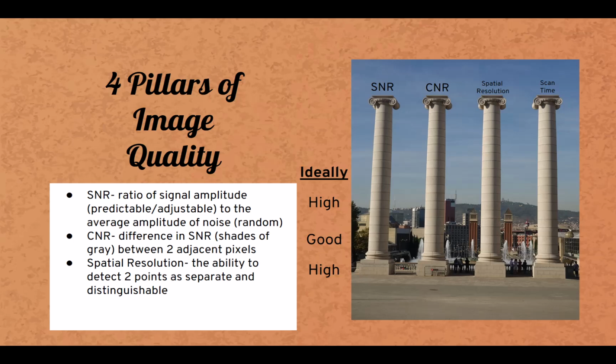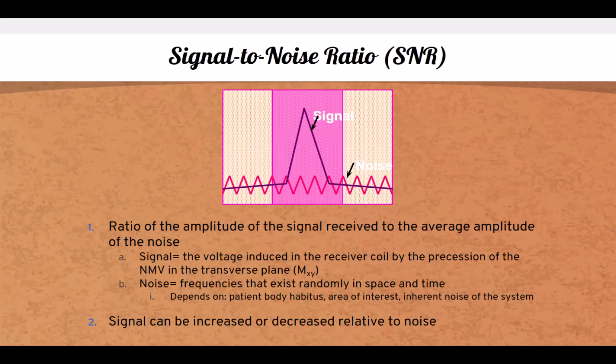Spatial resolution, or recorded detail, is the ability to detect 2 points as separate and distinguishable. Ideally, you want your spatial resolution to be high. And finally, scan time, which is the time to fill K-space. For a conventional spin echo pulse sequence, the scan time equation is TR times phase encoding steps times NEX. Ideally, you want your scan time to be short, because if your patient moves with the scan time that's too long, no matter what you do to your signal or your spatial resolution, your image quality is going to be bad.